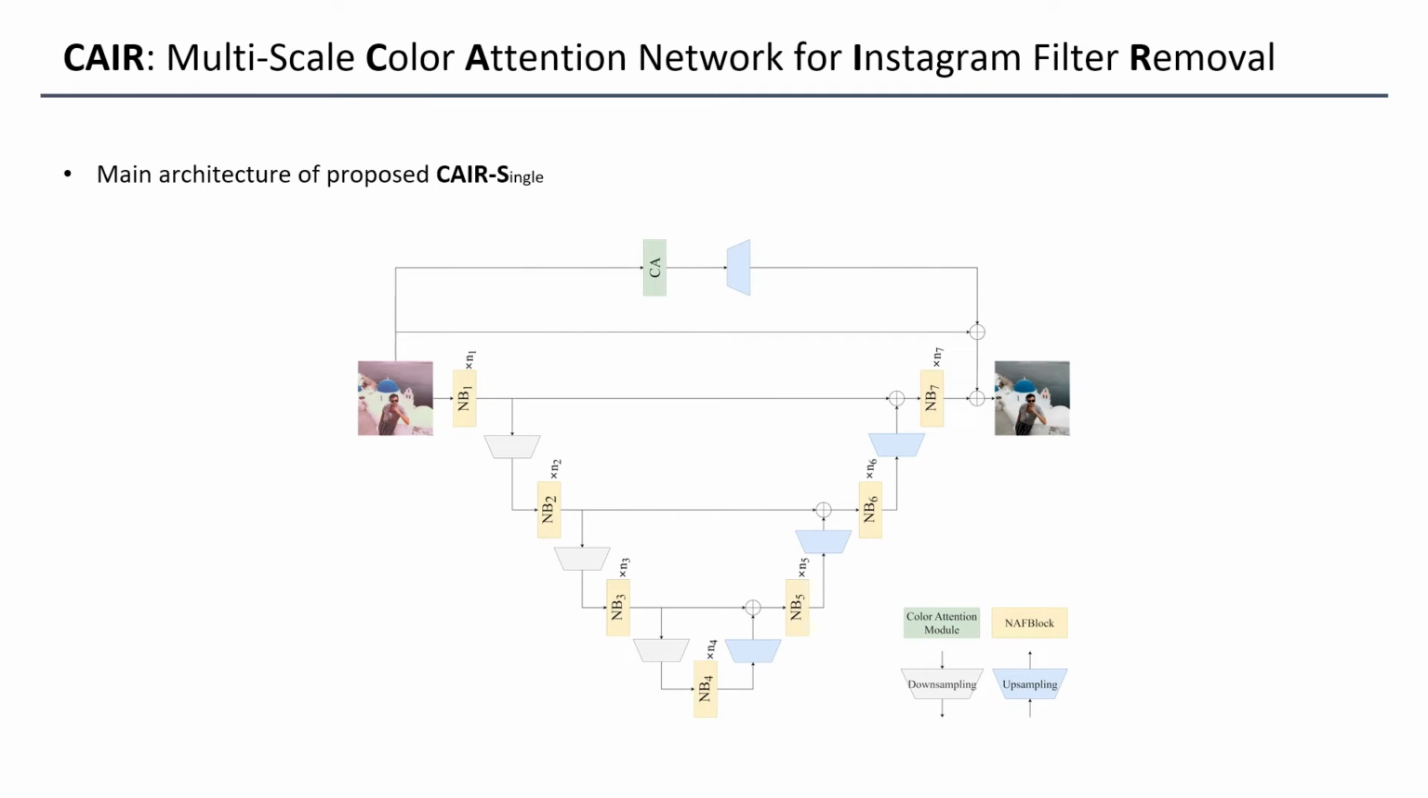This is the basic version of our proposed network CAIR, which takes a single input image. The main difference with NAFNet is that CAIR-S has a color attention module, which takes an input image and outputs a color attention map. The color attention module is on the next slide.